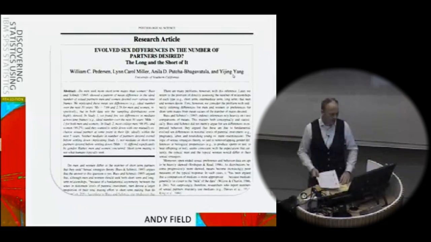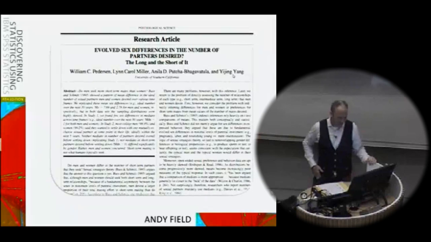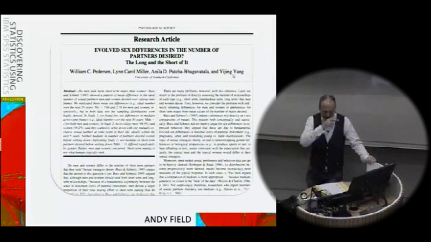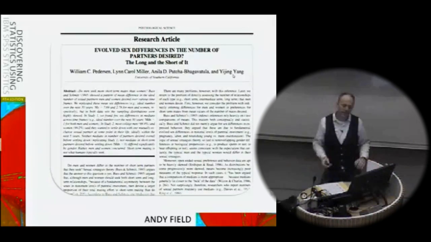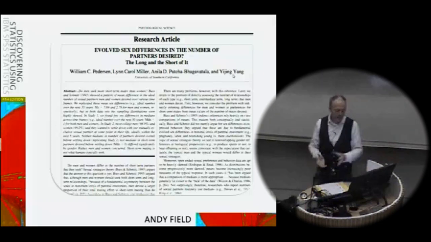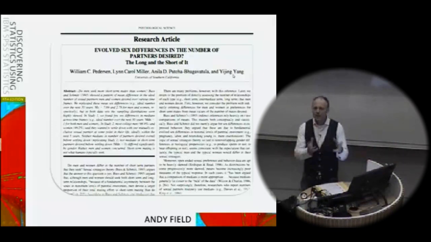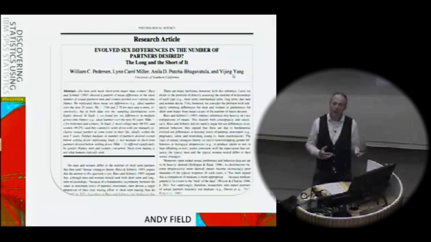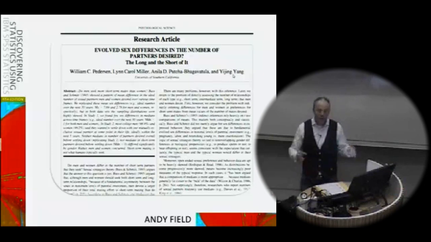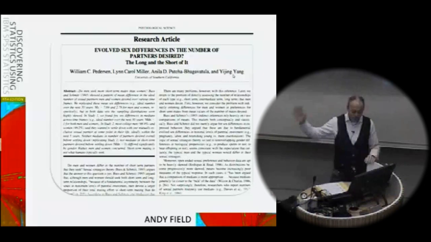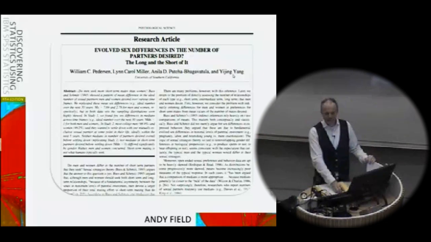So here's a real research example. This is a study that was done in, I can't remember, 2000-something or other, by Pedersen and colleagues, and they were looking at evolved sex differences in the number of desired sexual partners. What they did is they took a group of college students and asked them various questions, but one of those questions was, how many sexual partners would you like to have in the next 20 years? I haven't made this up, I have the actual, genuine data from the study. So, let's have a look at what happened.